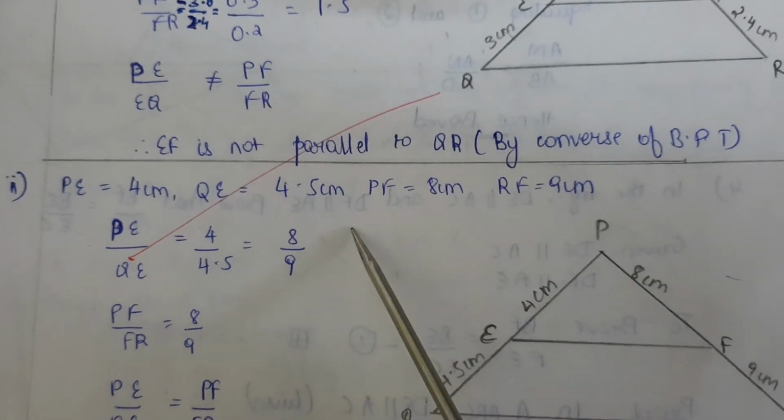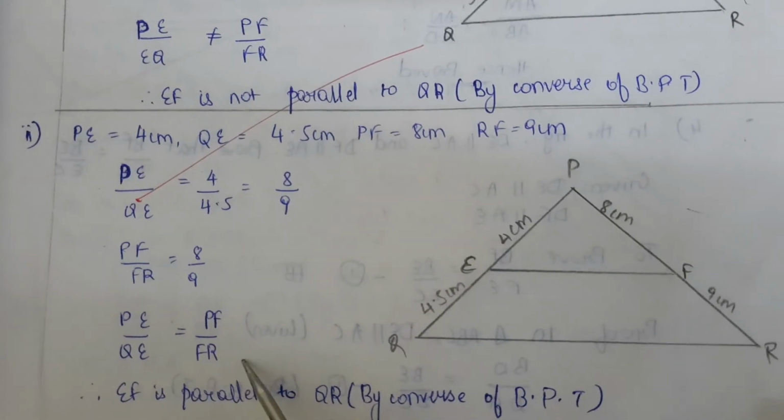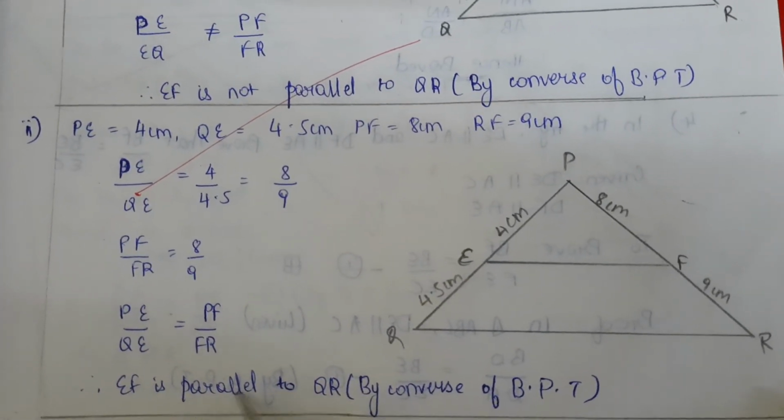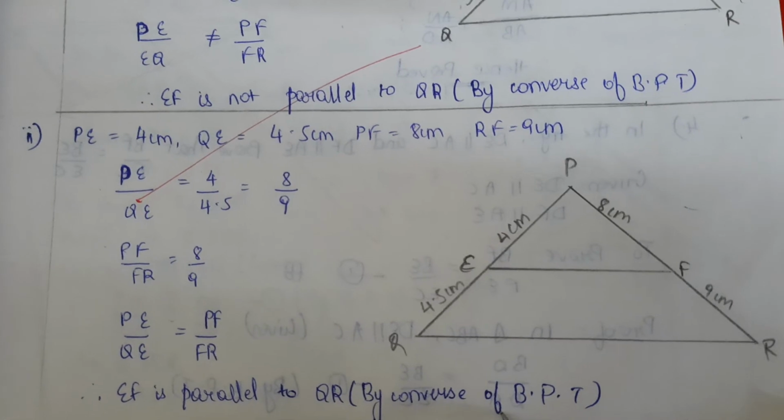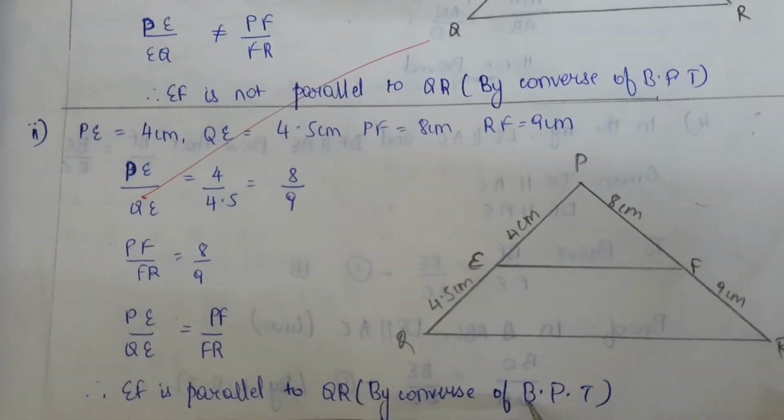So both are equal. So by the converse of BPT, we can say PE by EQ is equal to PF by FR. That is, EF is parallel to QR. You should write by the converse of BPT in the brackets. Very important. Thank you.